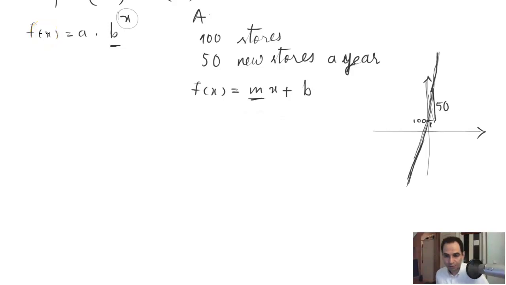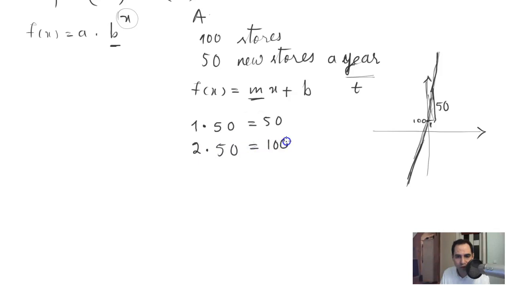In the previous video we were talking about this company A that has basically 100 stores, and it opens 50 new stores a year. So here I can take the year, which is t, as my input variable. If I have a function that wants to represent this 50 new stores a year, that means if 1 year has passed, I have 50 new stores. So 1 into 50 is equal to 50. If 2 years have passed, you have 2 times 50, which is equal to 100 new stores.